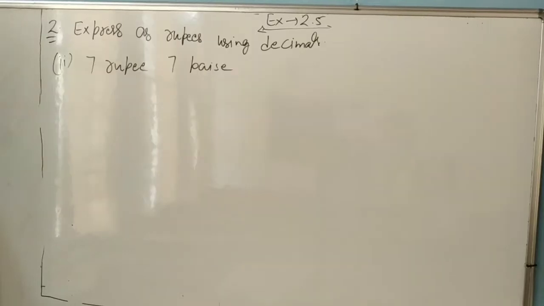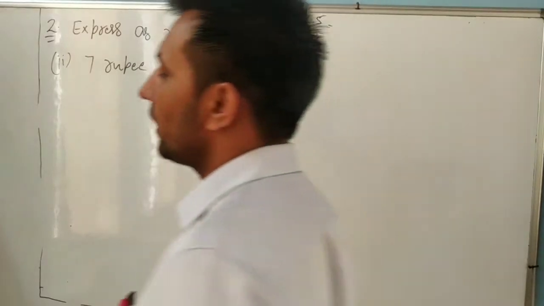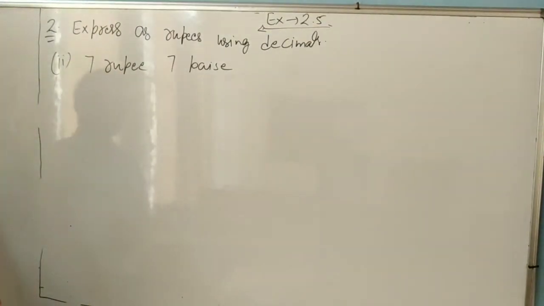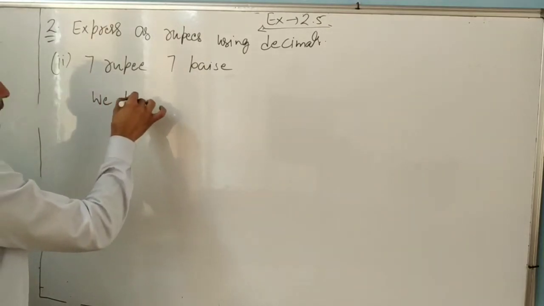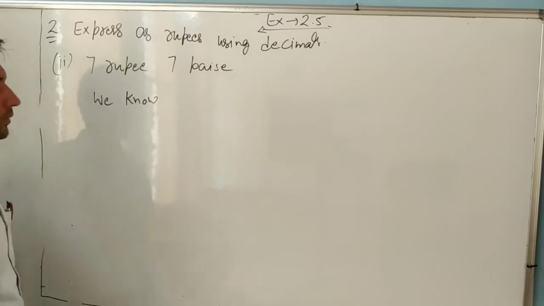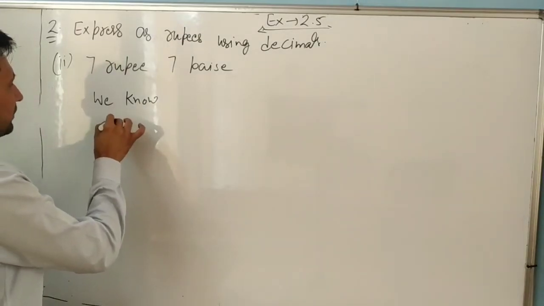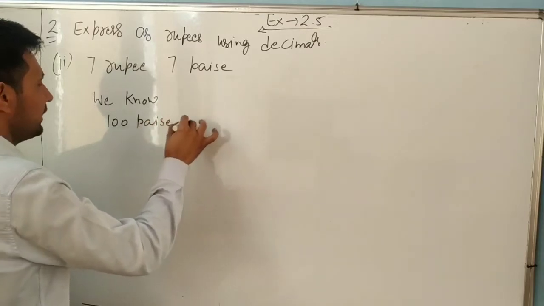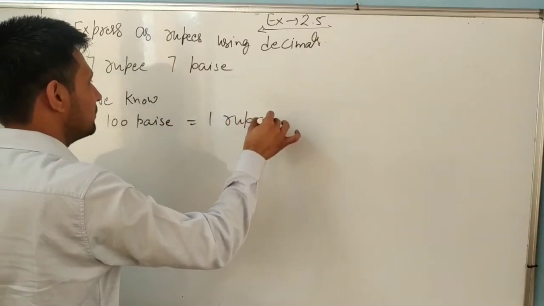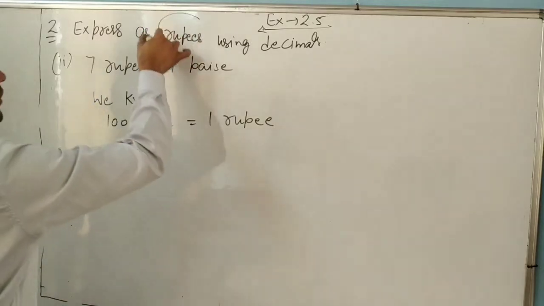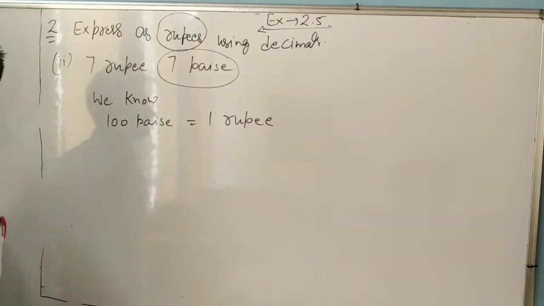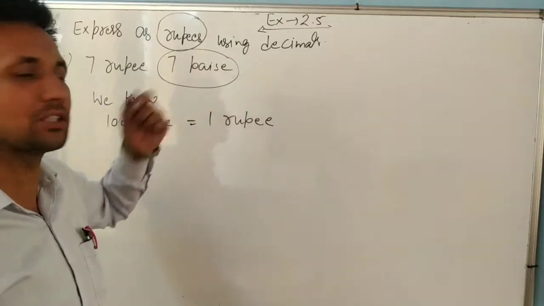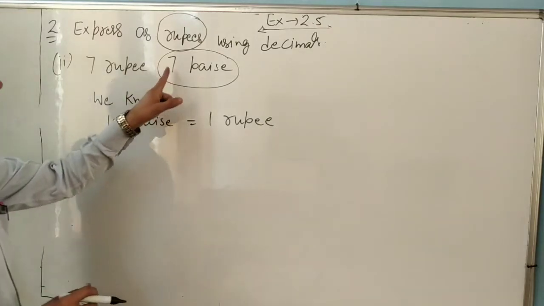Now question number 2. Express as rupees using decimal. Okay, second part. So what will we do? First we will write every question. We know 100 paise is equal to 1 rupee. Everyone knows, but we want to change into rupees. So it is 7 rupees, we already know. So we have to change only 7 paise. 7 paise is also given in the first part. So what will we do? We want to change 7 paise.